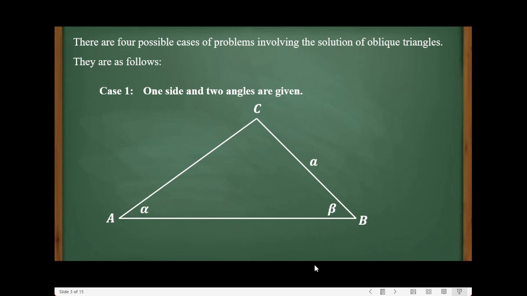Therefore, to solve this triangle, we need to know the measures of the remaining 3 unknown parts. What are those 3 unknown parts? The measure of angle C, this segment right here, and this segment right here. These are the three unknown parts whose measures we must find. That is what we mean by solving this oblique triangle under case number 1.